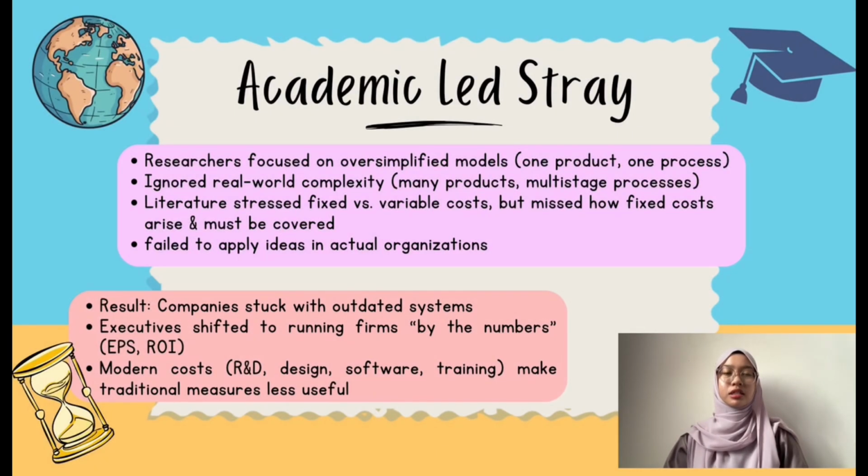On the other hand, academics were actually led astray. Most researchers focus on simplified models, like a firm with only one product and one production process. They talk a lot about fixed and variable costs, but never really explain where fixed costs come from or how to allocate them across many products. Researchers also didn't test their ideas in real organizations with complex operations. As a result, companies kept using outdated systems while executives made decisions based mostly on short-term numbers like earnings per share or return on investment.